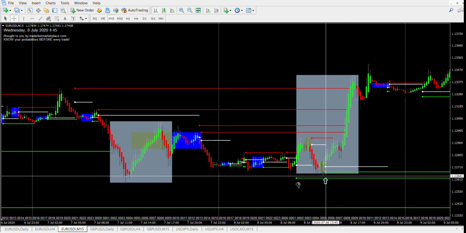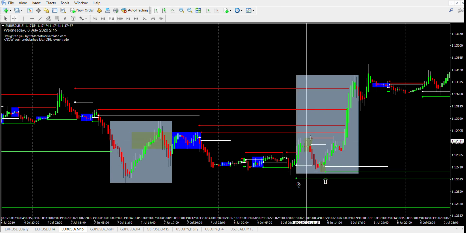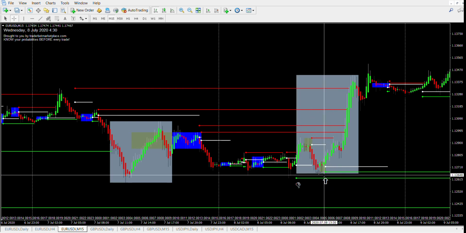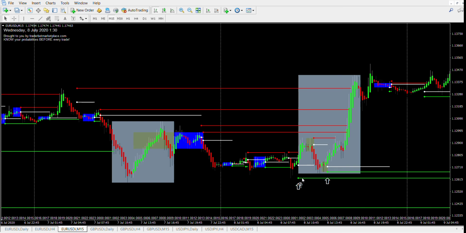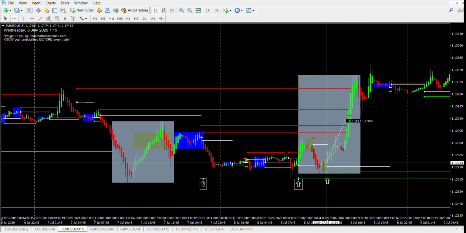Oh, you know what? We didn't even actually get stopped out. So it would have come back to this level and didn't break that level. So this trade actually would have been valid, right? And then we got a new expansion to the upside. So we could have just added another position, added a couple more positions, and still got our 30 pips, right? So our 30 pips would have been right here.